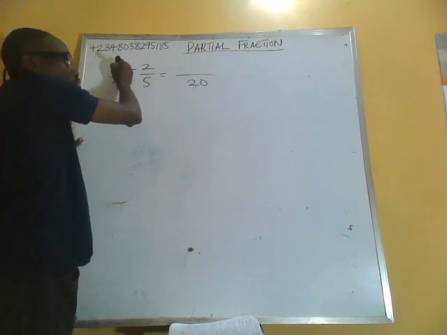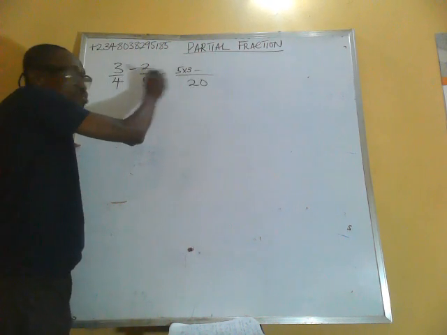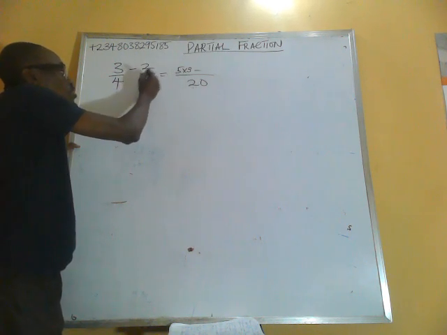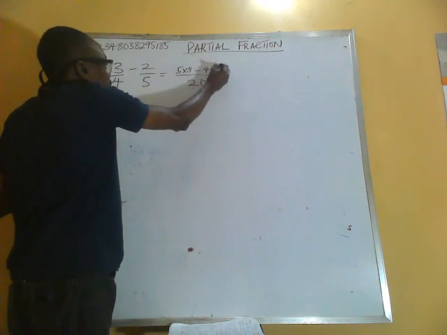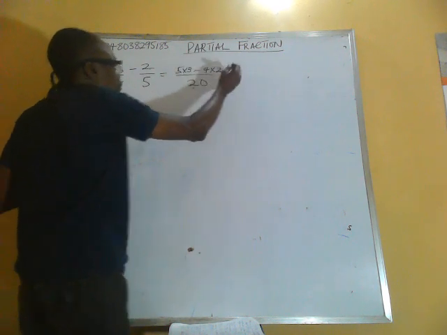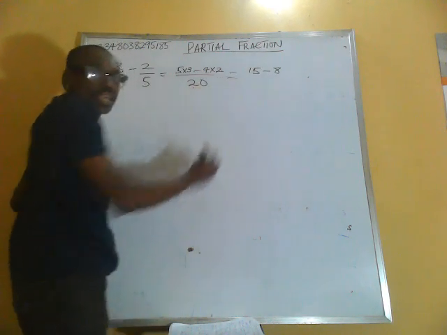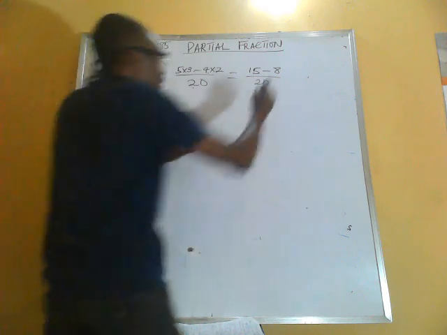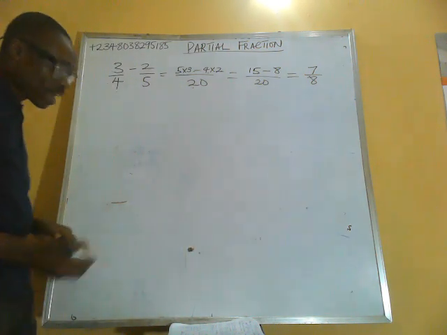So that becomes 5 times 3. Minus, how many 5s do you have in 20? You have 4 fives in 20, since 5 times 4 gives you 20. So you will now say 4 times 2. At the end of the day, 5 times 3 is 15, and 4 times 2 is 8, all over 20. 15 minus 8 is equal to 7. So your final answer is 7 over 20.